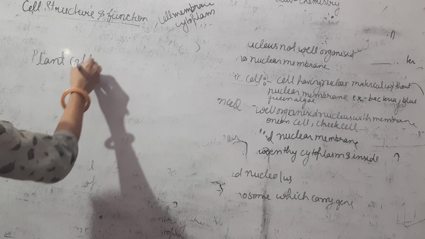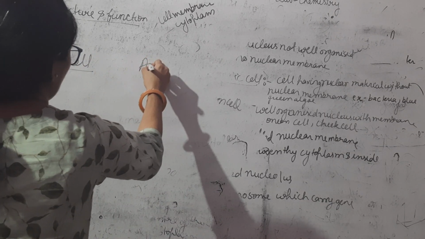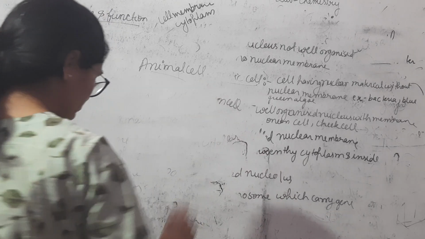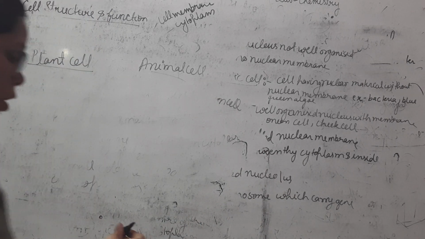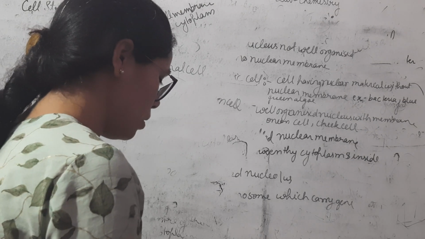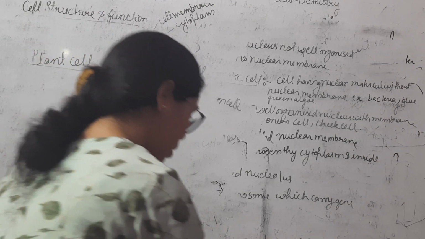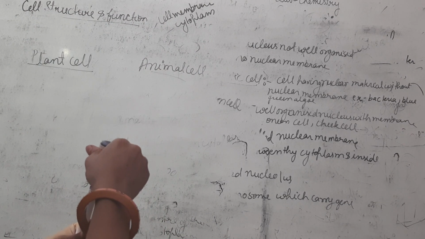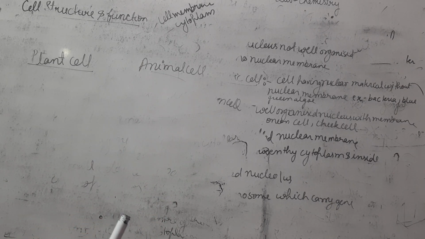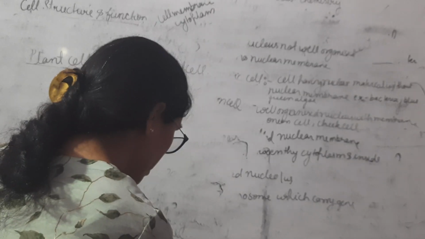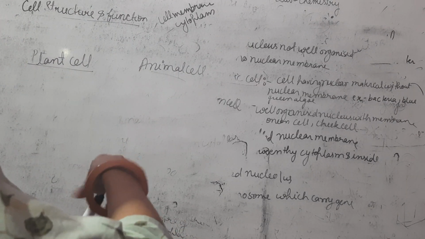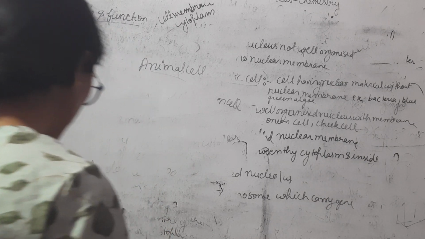Plant cell and animal cell. Now we discuss the difference between plant cell and animal cell. The first property on the basis of which we can differentiate the plant and animal cell is the cell membrane.